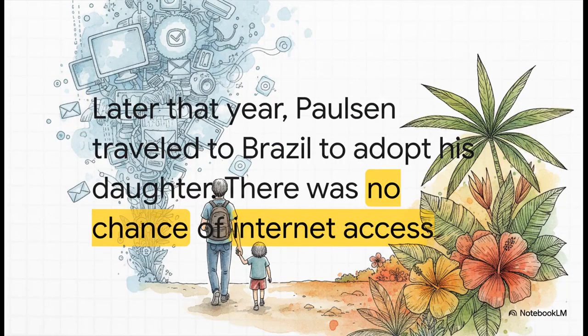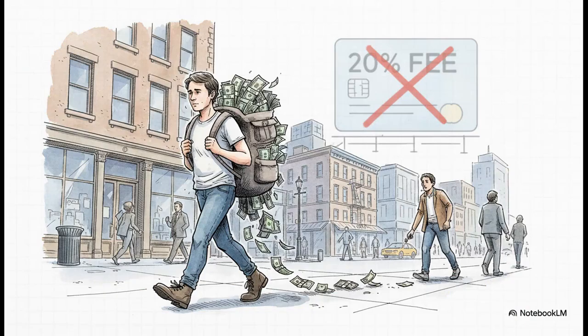And then there was this dramatic shift. Later that year, Paulson traveled to Brazil to adopt his daughter. He left the digital frontier and entered a world with no chance of internet access, no email, no connection at all to that online community he was helping to build. Because of hyperinflation, paying their 6-week hotel bill with a credit card would have cost an extra 20%. The solution? Walking through town with a backpack literally full of cash. Just a surreal, low-tech challenge in a year defined by high-tech ambitions.